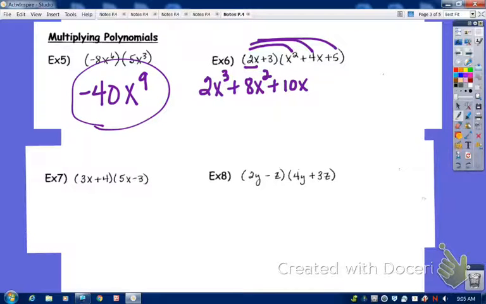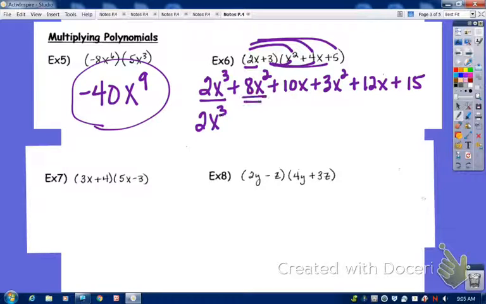2x times 5, 10x. All right, now there's a 3 that you also have to distribute. So you're going to multiply everything by 3, and you're going to get plus 3x squared, plus 12x, plus 15. And then you're going to combine like terms. What's your highest degree term? 2x cubed. Any more 2x cubes to combine that one with? Nope, so I just bring that down.